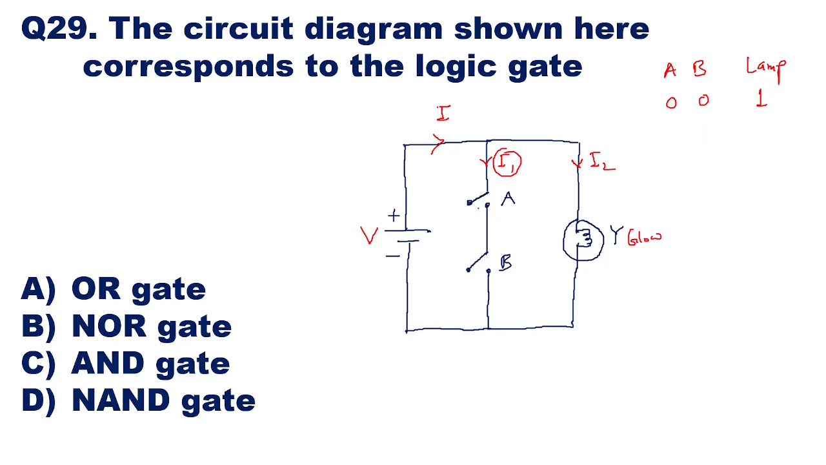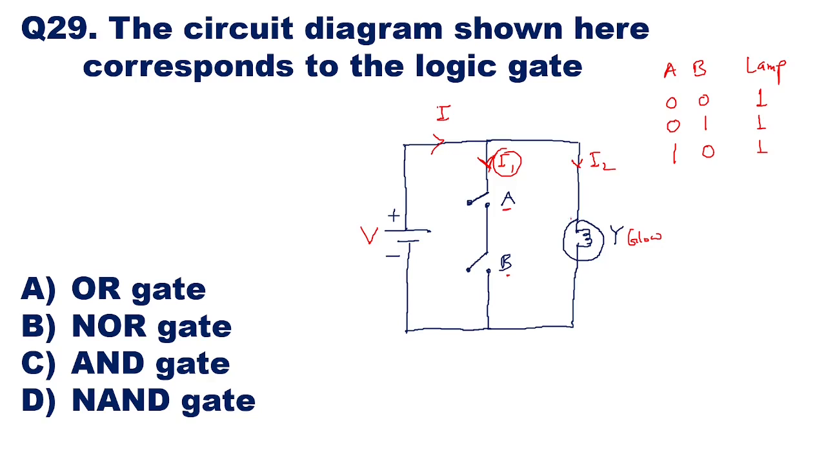Now similarly, if you close switch A and open switch B, the current I1 still will not flow, and the whole current will flow as I2 through the lamp. So even for 0 1, the output will be 1. Similarly, if switch B is closed and switch A is open, so if you take it as 1 0, the lamp is going to glow.